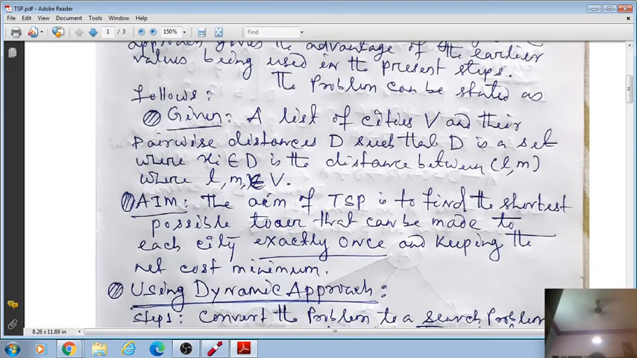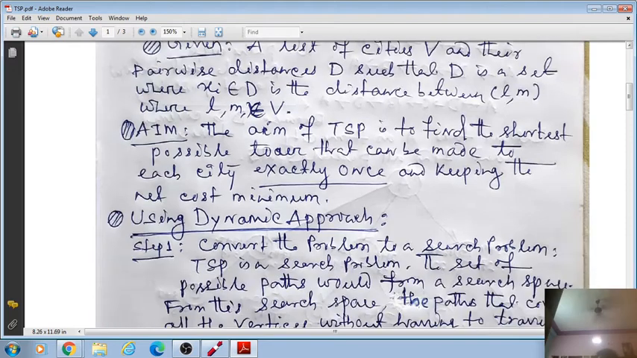Remember the condition: we will take an example and show how each city is visited exactly once, while keeping the net cost minimum. Whatever distance you travel from one city to another, he is not allowed to visit a city twice. Suppose he travels from A to B, B to C, C to D; he cannot visit C or D again. So the objective is to visit each city exactly once, and the cost of traveling should be minimum.